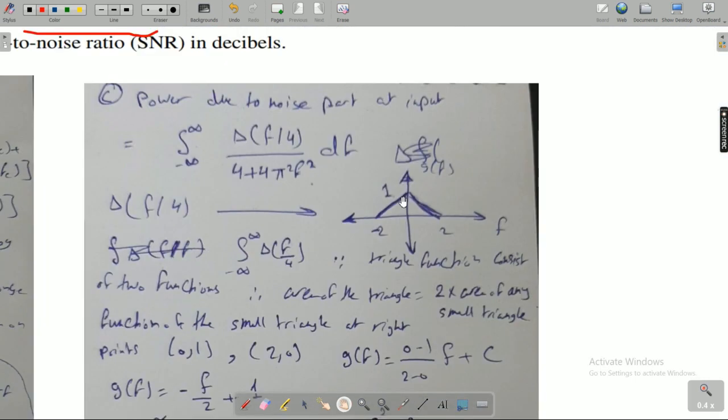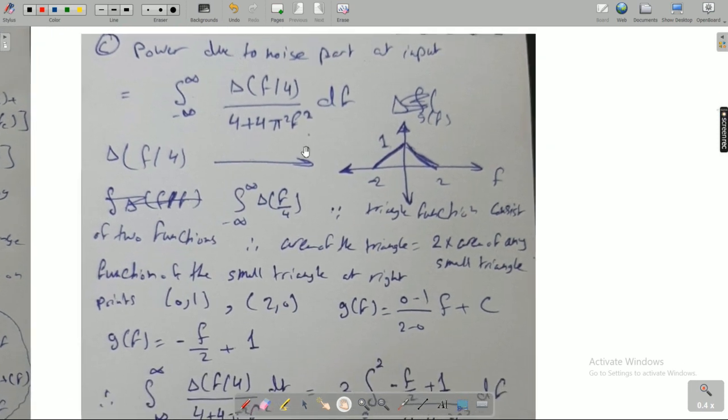Okay, we would like to move to the power due to the noise part of the input. So we will just revise what the noise part of the input is. We have just mentioned that it's a triangle function, Λ(f/4), and the rule we mentioned is that we multiply this function by the magnitude that we have obtained. Then we would like to integrate it from negative infinity to infinity.